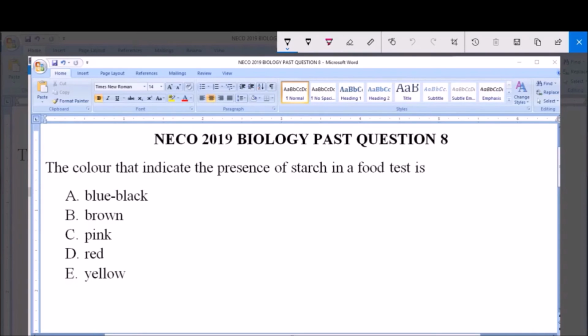I'll be answering NECO 2019 Biology Past Question 8. The color that indicates the presence of starch in a food test is A. Blue-black, B. Brown, C. Pink, D. Red, and E. Yellow.